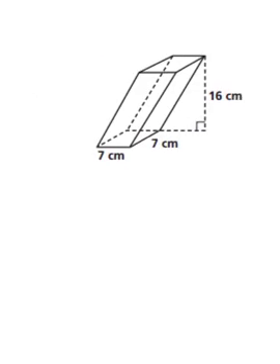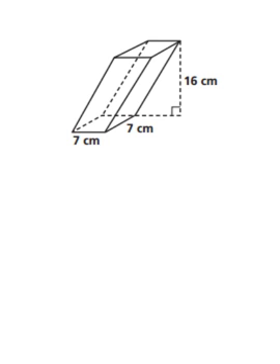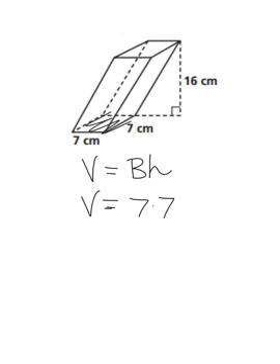And then over here is another oblique prism, so you're going to do the same thing. So volume equals area of the base times the height. So the area of the base is 7 by 7 times the height, which is 16. So the volume is 784 centimeters cubed.